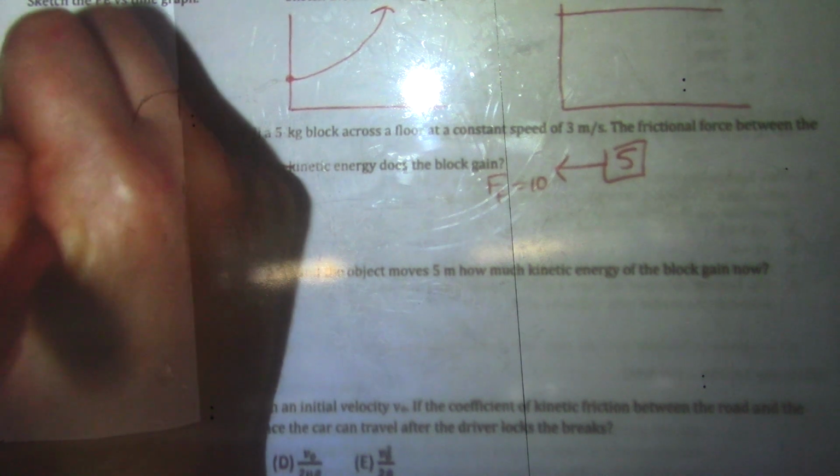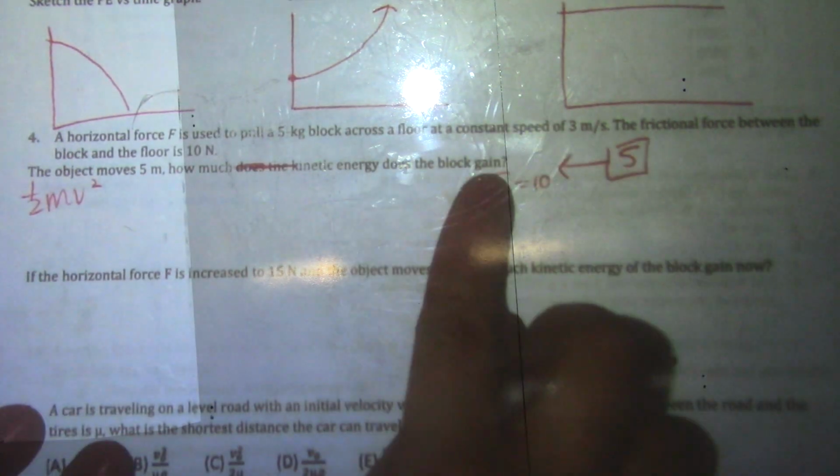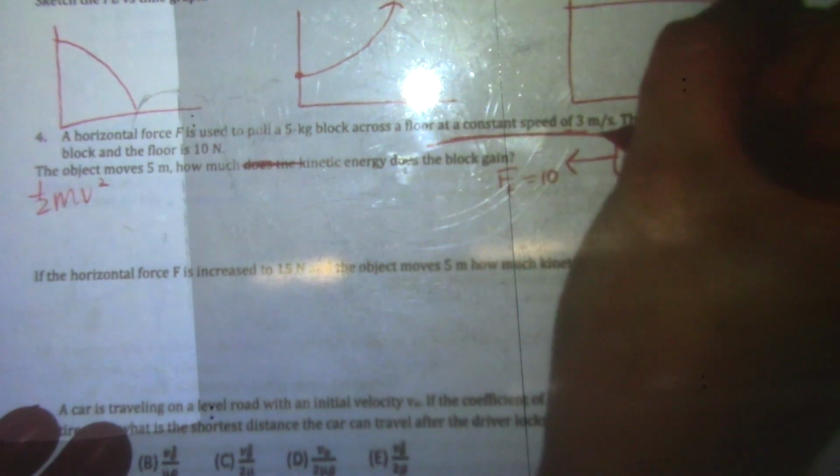So think about it. You can think about it as 1/2 mv squared, right? How much is this 1/2 mv squared changing? Well, it says the constant speed of 3 meters per second. If I were to plug in 1/2 mass of 5, 3 squared, you get 22.5. Now that doesn't give me the kinetic energy gain, that gives me the kinetic energy that it had. And if it's staying at a constant speed, then you are not gaining kinetic energy. So your answer is 0, right? You're not gaining because it's at a constant speed.